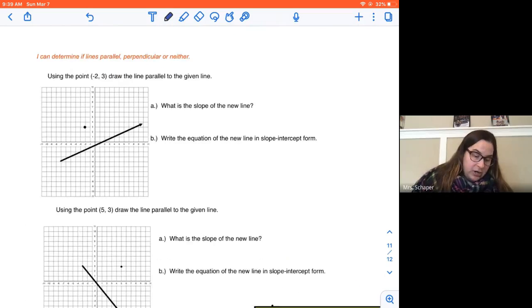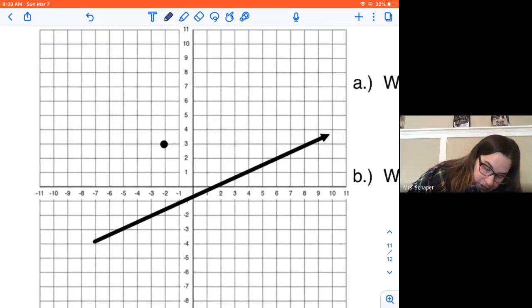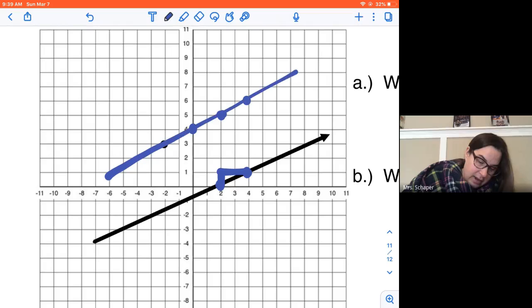So here we go. We're going to use the point negative 2, 3 to draw the line parallel to the given line. So when I look at this particular line, I'm going to pick 2 points. It's a little bit challenging to see on this, but it looks like I rise 1 and I run 2. So from here, I'm going to rise 1, run 2, put a dot. Oops, that got a little bigger than I wanted. Rise 1, run 2, rise 1, run 2. So the first thing I'm doing is I'm drawing a line parallel to it.